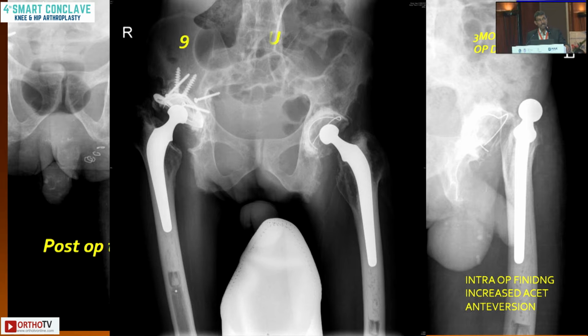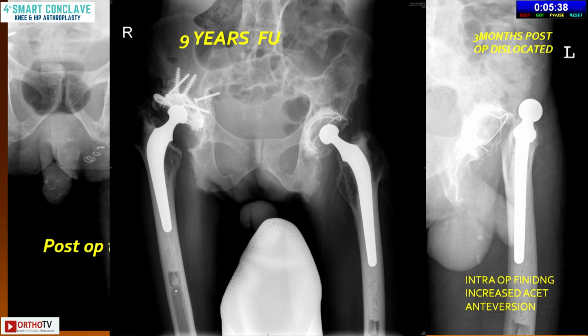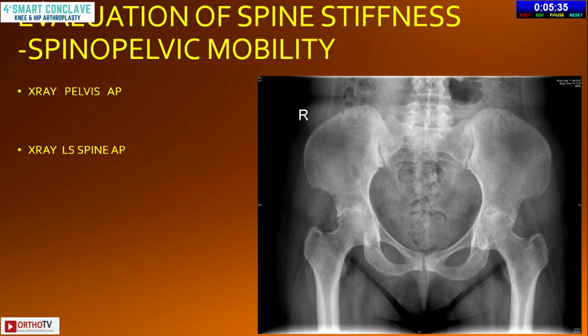But because of the ankylosing spondylitis tissue and the changes in the bone and the soft tissues, probably he did not dislocate, and this is him at 9 years follow-up. But what we could have done was pay more attention to the anteversion, and that's why we realized that, especially in this subset of patients, it's important to evaluate what is called spine stiffness, or the spinopelvic mobility.